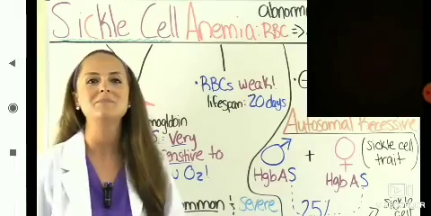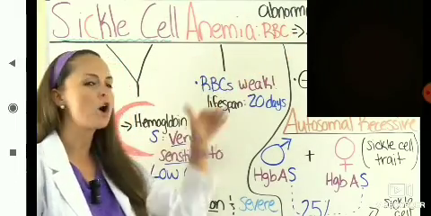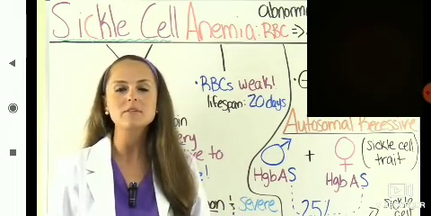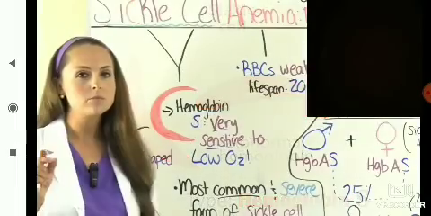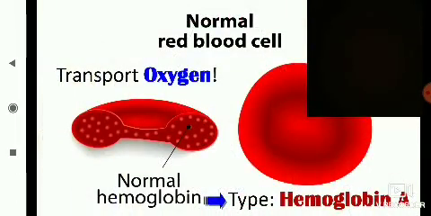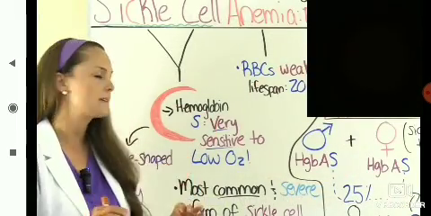What is sickle cell anemia? This is where a patient has abnormal hemoglobin on their red blood cell. And the type of hemoglobin that we're talking about is hemoglobin S. Now, the normal type of hemoglobin is hemoglobin A. Patients who have hemoglobin A don't have this condition, only the ones who have hemoglobin S.